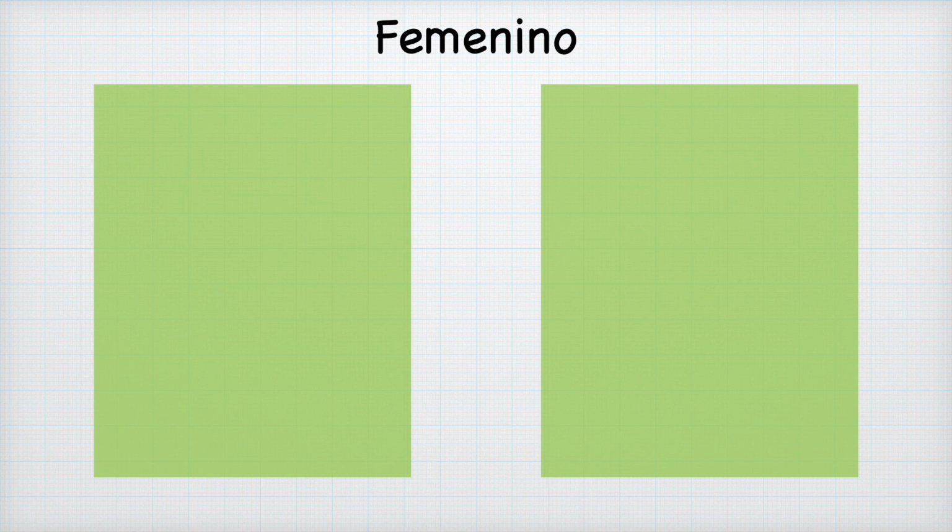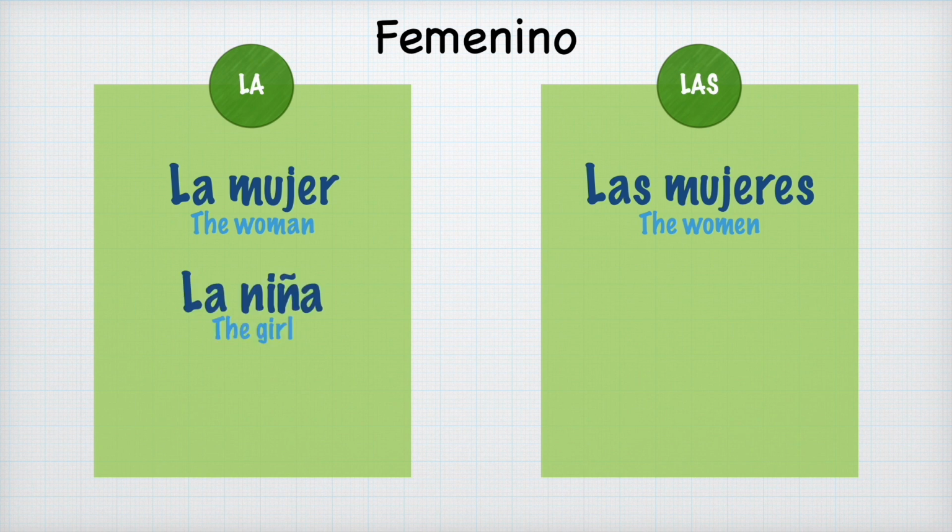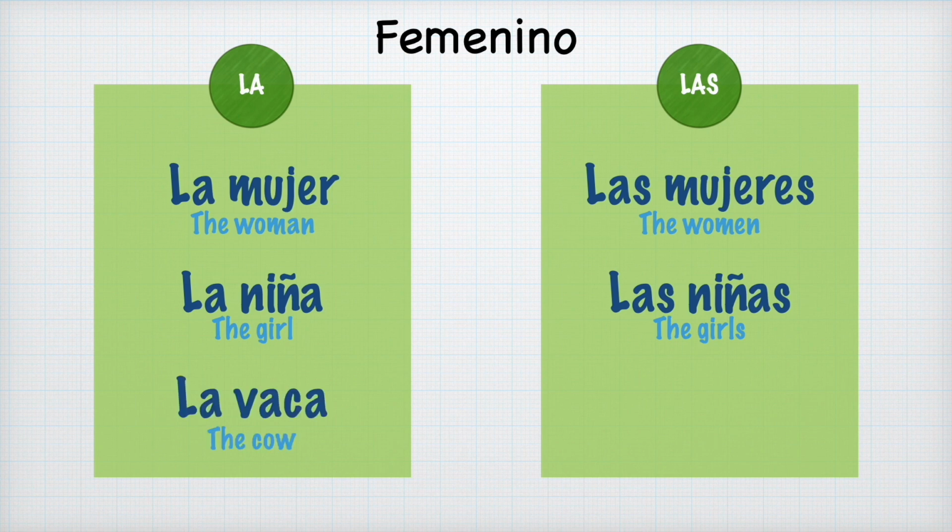Now let's look at examples of the feminine definite article. Femenino means feminine. We have la in singular and las in plural. La mujer. Las mujeres. The woman and the women. La niña. Las niñas. The girl and the girls. La vaca. Las vacas. The cow and the cows.